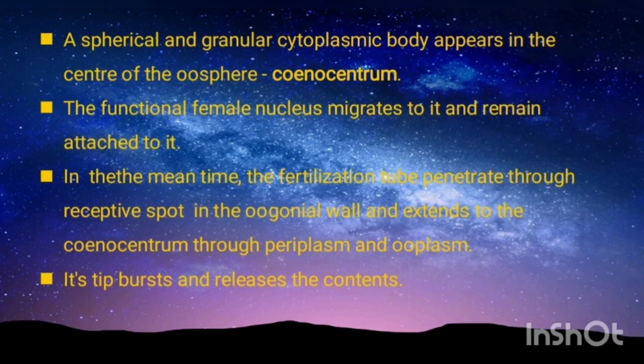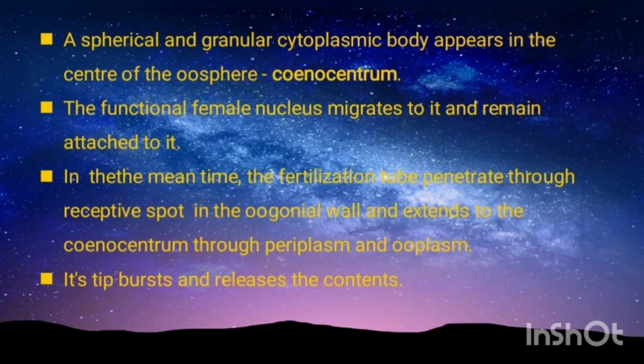A spherical and granular cytoplasmic body appears in the center of the oosphere. Now, this is called the xenocentrum. What is the xenocentrum? It is a spherical and granular cytoplasmic body that appears at the center of the oosphere. The functional female nuclei migrate to it and remain attached to it. Meanwhile, the fertilization tube penetrates through the receptive spot in the oogonial wall and extends to the xenocentrum through the periplasm and the ooplasm. Its tip bursts and releases the contents.